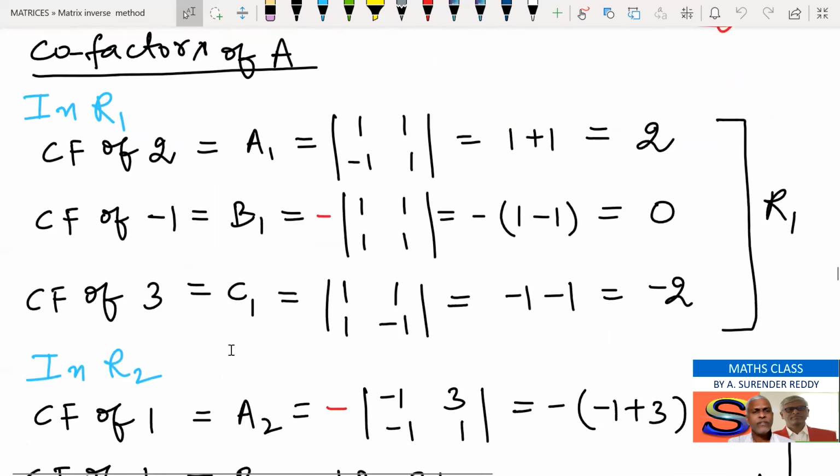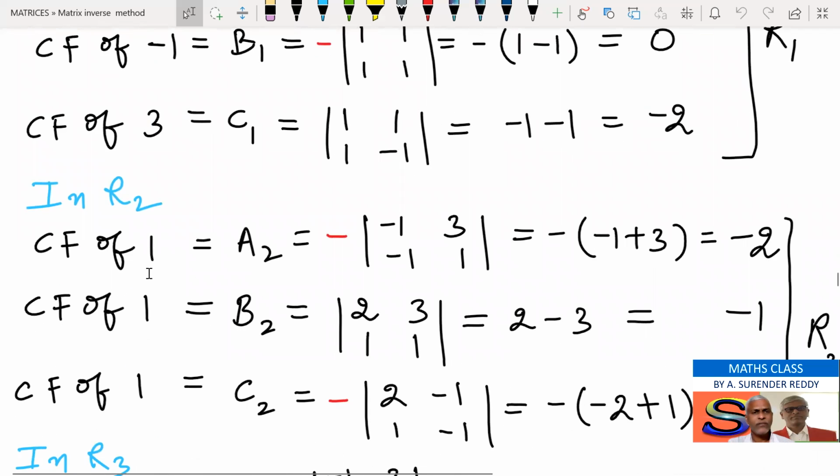So like that, for first element minus 1, 3, minus 1, 1, we get minus 2 cofactor. And for second element 2, 3, 1, 1, 2 minus 3, minus 1. For third element minus into 2 minus 1, 1 minus 2.